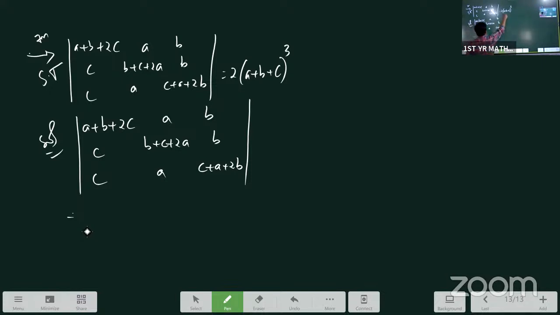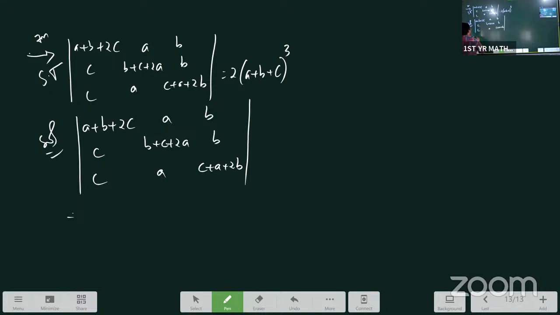In order to get this result, this is your R1, this is your R2, this is your R3, okay? R1, R2, R3 are rows. And this is your column 1, column 2, and column 3. So these are the rows and columns I'm talking about, just for your understanding.